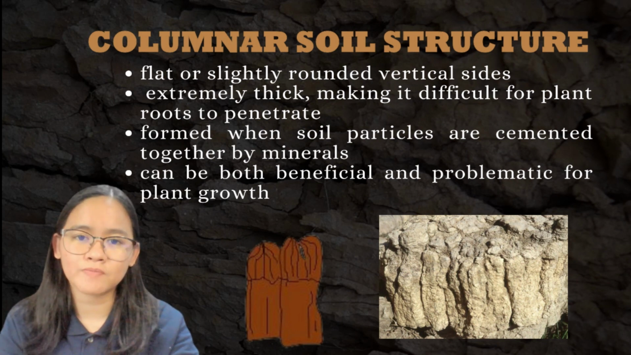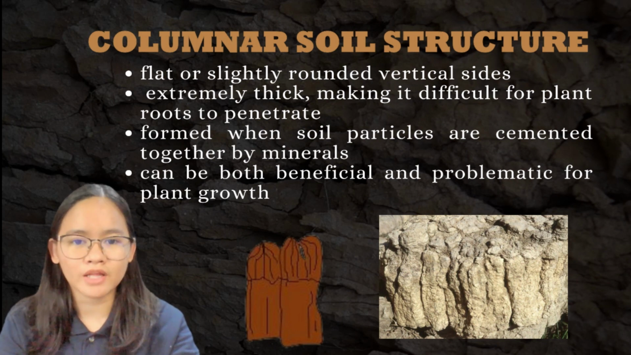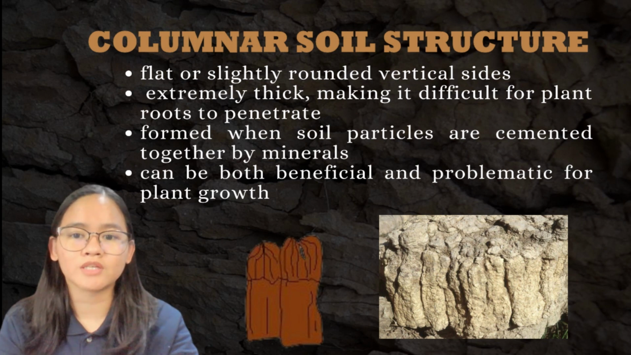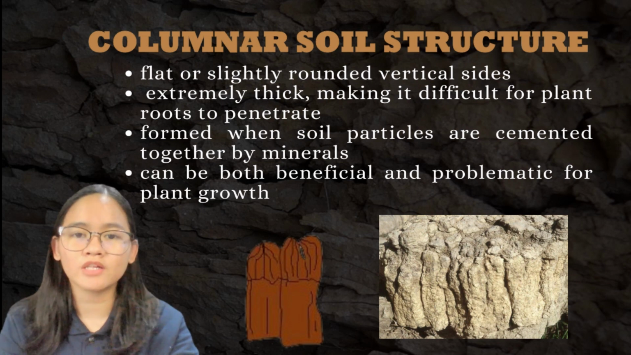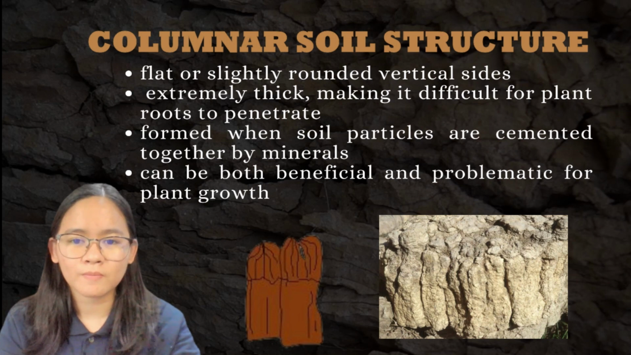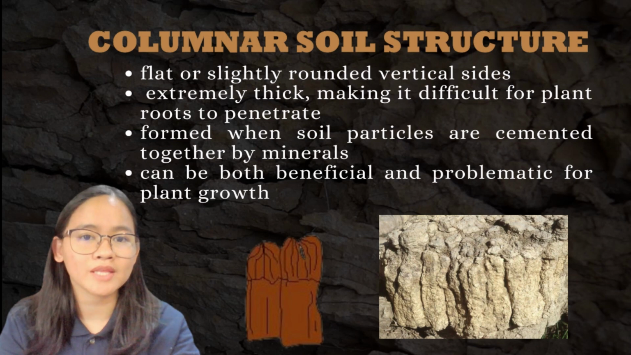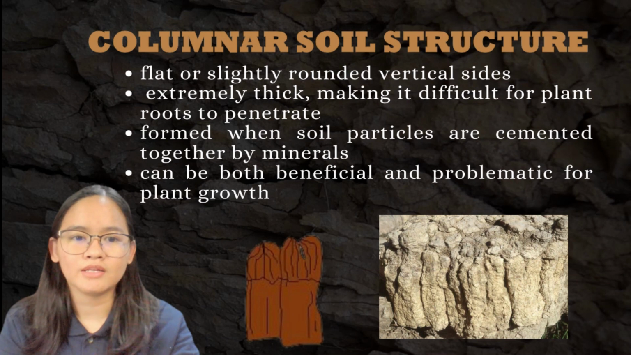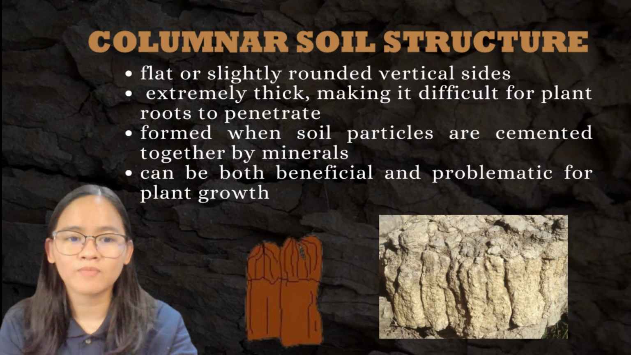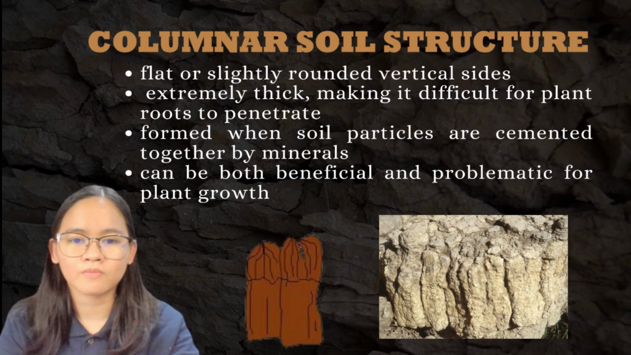Columnar soil structure is formed when soil particles are cemented together by minerals such as calcium carbonate or sodium carbonate. As the soil dries out, shrinkage causes the soil to crack and form column-like aggregates. When the soil becomes wet again, the cracks fill with water and the aggregates expand, leading to the formation of a honeycomb-like pattern. Columnar soil structure can be both beneficial and problematic for plant growth.